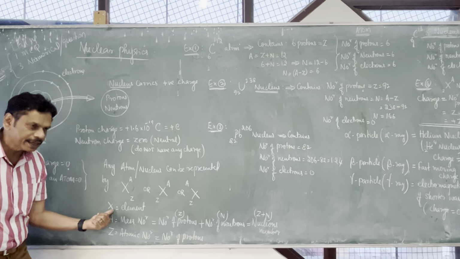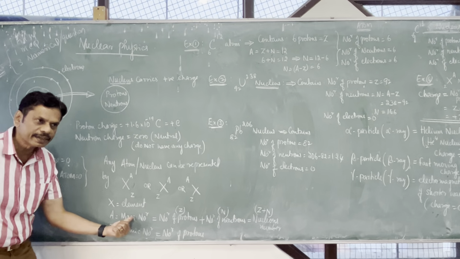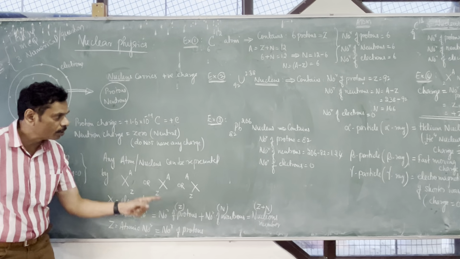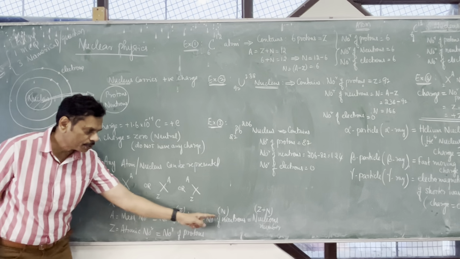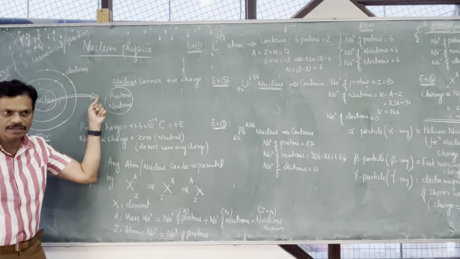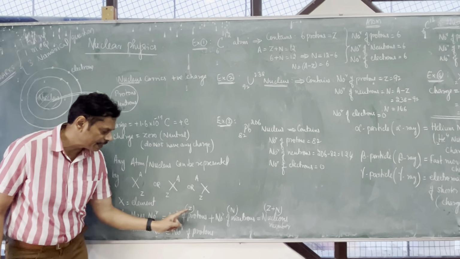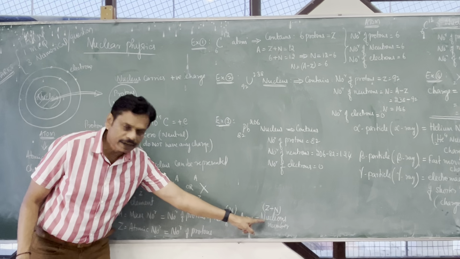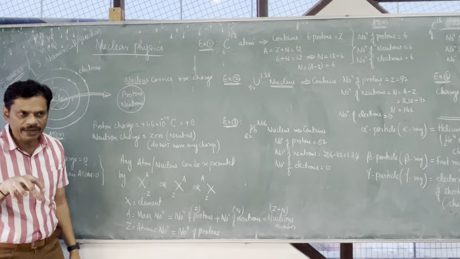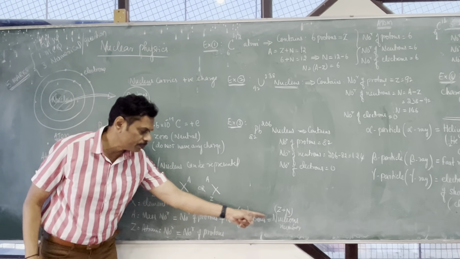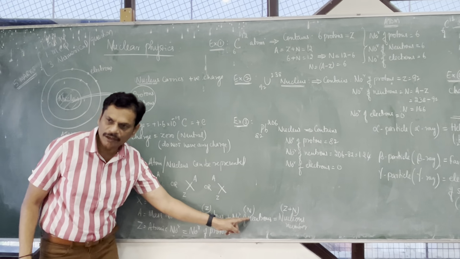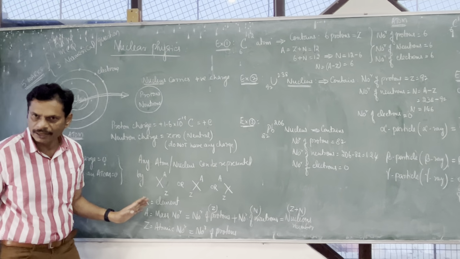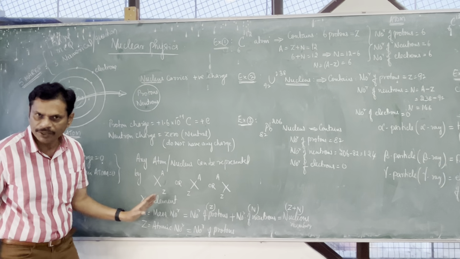X is an element, A represents the mass number. Mass number means the total number of protons it possesses plus the total number of neutrons it possesses. Together that number is Z plus N, that is the number of nucleons. Now onwards if I say nucleon, what do you mean by nucleon? The number of protons and number of neutrons together is called the nucleon number.